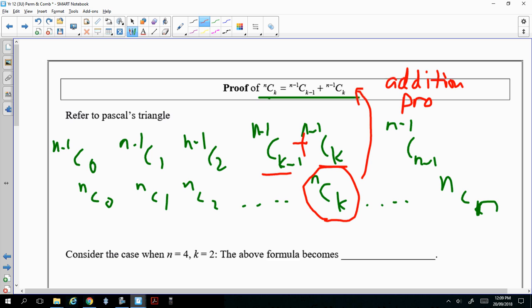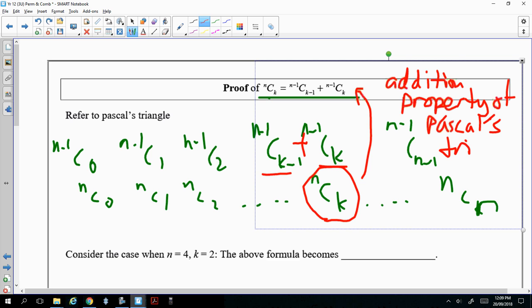Pascal's triangle. Okay, good. So we got that. And what else are there?